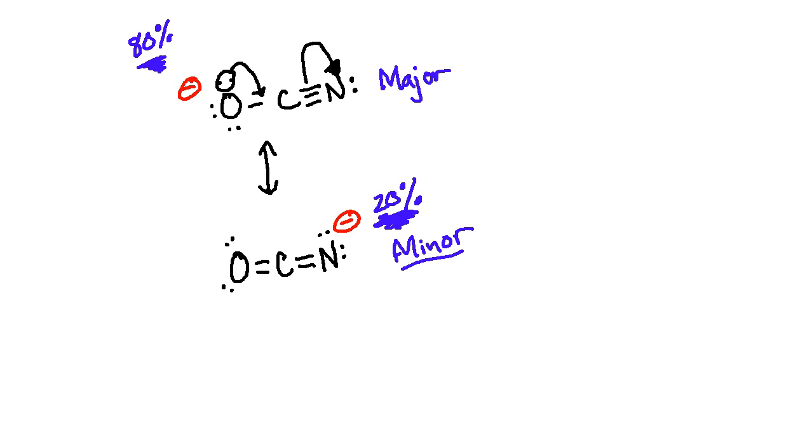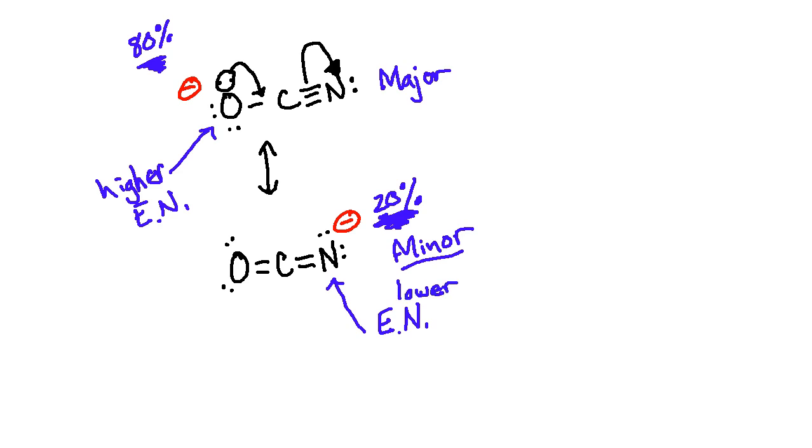The major contributor, by the very term major, is expected to host more of that electron density. Now, why is this the case? If we look at electronegativity, oxygen is a more electronegative atom, so this is higher in electronegativity, whereas the nitrogen is going to be lower in electronegativity. Now, when I say lower, that's in comparison to the oxygen. Nitrogen is still an electronegative atom overall, but compared to the oxygen, nitrogen is less electronegative.